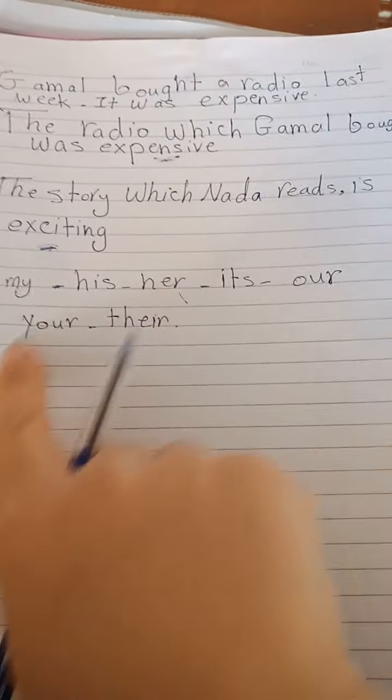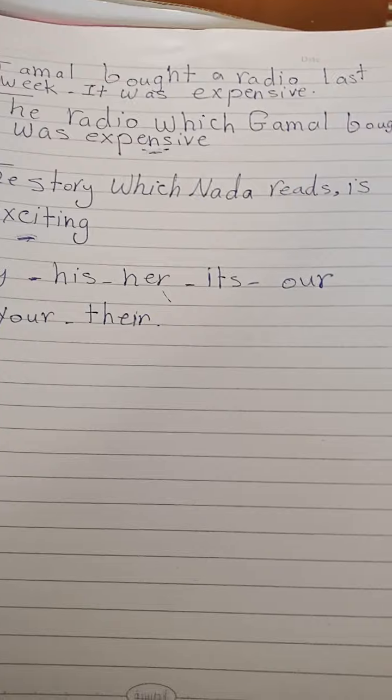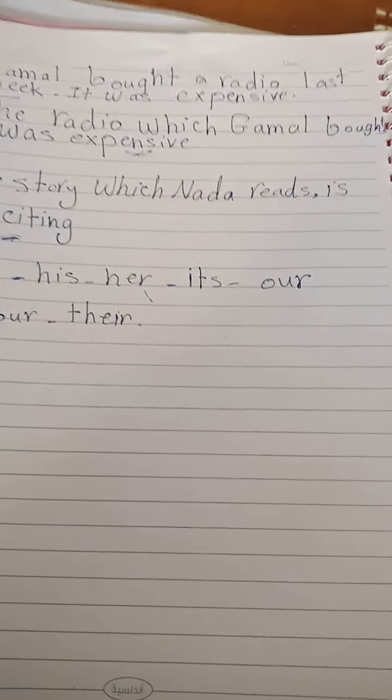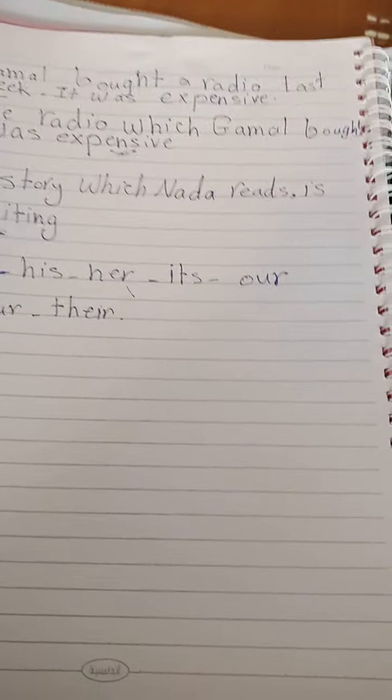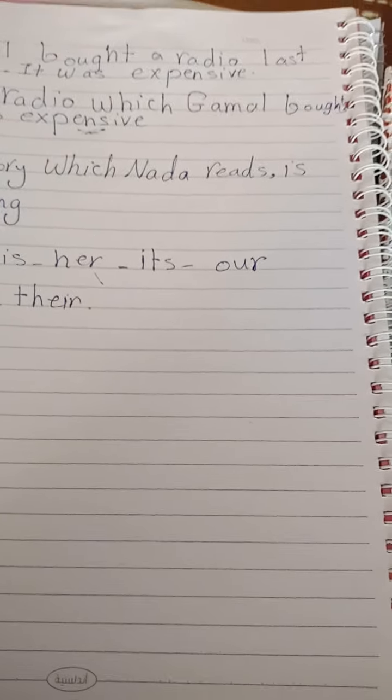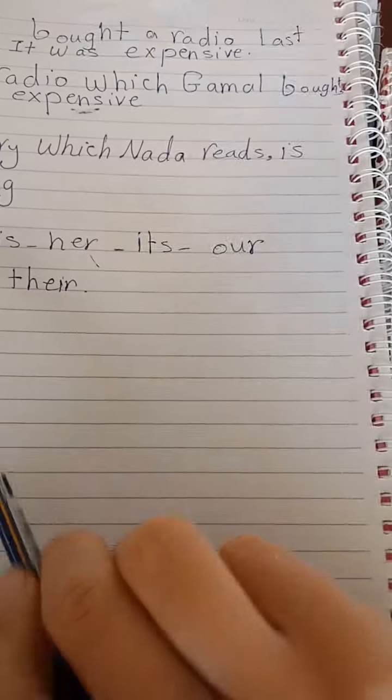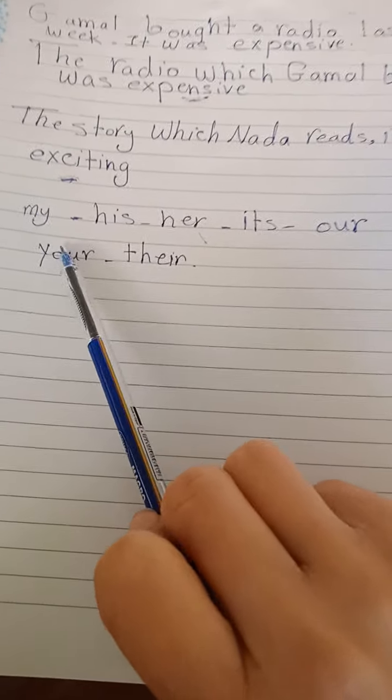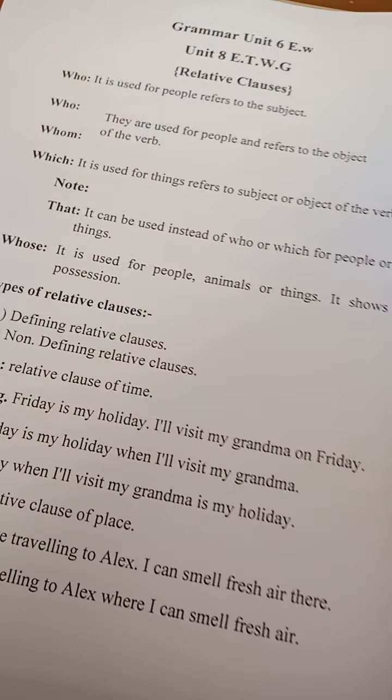Possessive adjectives are one of the most famous types of adjectives that we use to refer to what someone owns, or when we talk about animals or things and I want to say that this animal has this thing, or this car has a red color or whatever. I will use possessive adjectives like my, his, her, its, our, your, or their. So, instead of these possessive adjectives, we will use what? We will use the relative clause whose.